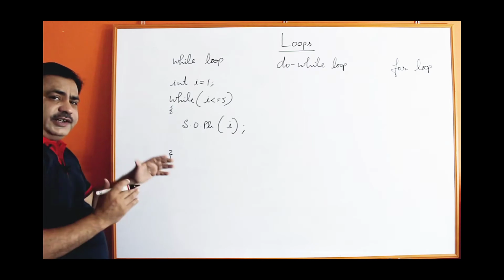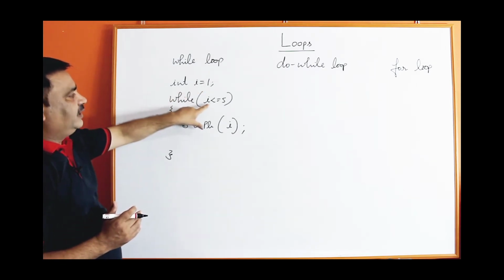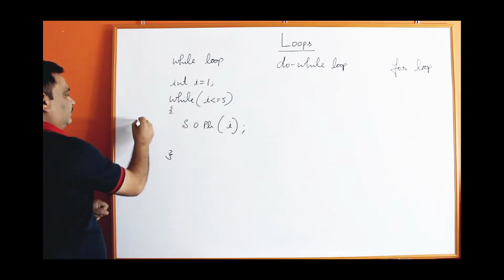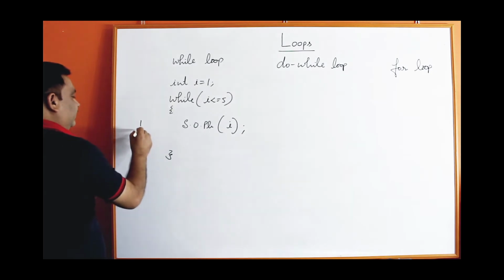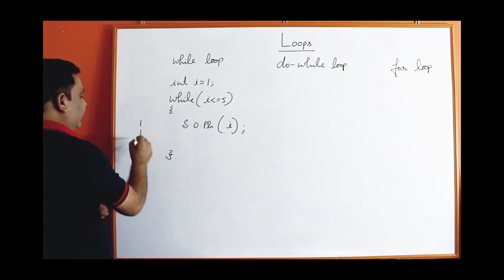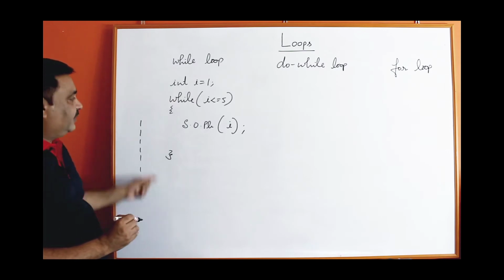So try to understand what will be the output of this program. I is 1, 1 is less than equal to 5, it will print 1. Second time 1 is less than equal to 5, it will print 1. Third time again 1, and so on, endlessly. Infinite times it will print 1.